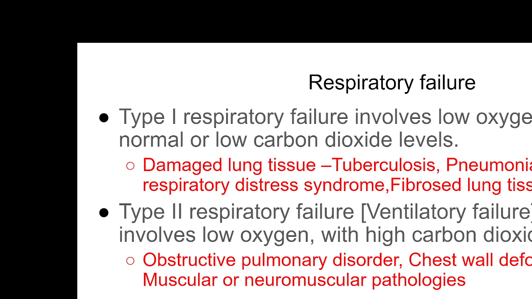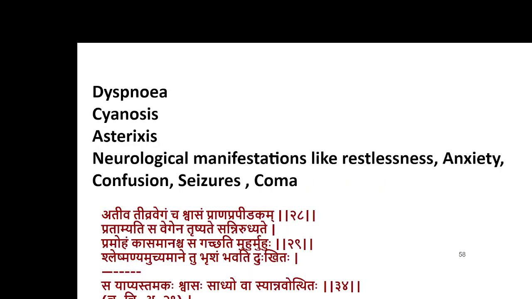Now, differentiation of these is often clinically possible, but many times you may need investigations like blood gas analysis, spirometry, or pulse oximetry, which together may help in making that. The typical signs will be dyspnea, cyanosis, and neurological manifestations also occur due to the hypoxia. When there is hypoxia, there will be cyanosis, dyspnea, the patient would not be able to have a proper gait. Seizures or even coma can occur in such a condition.